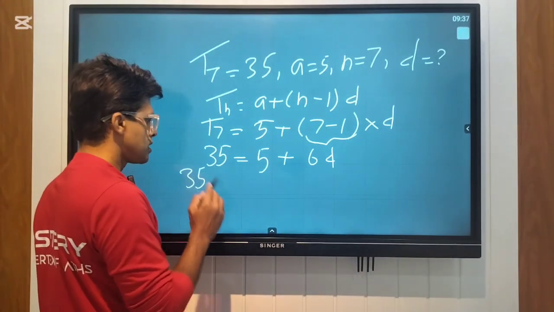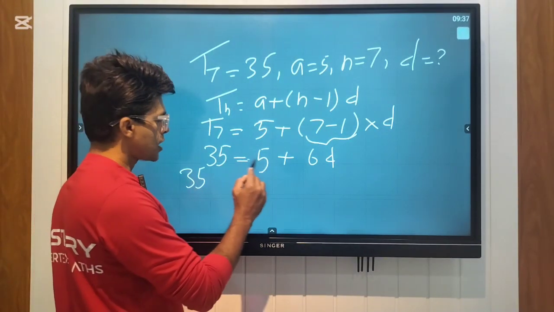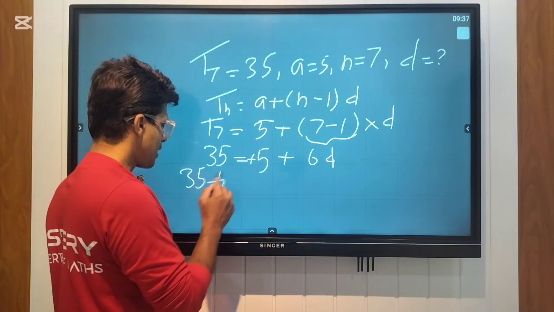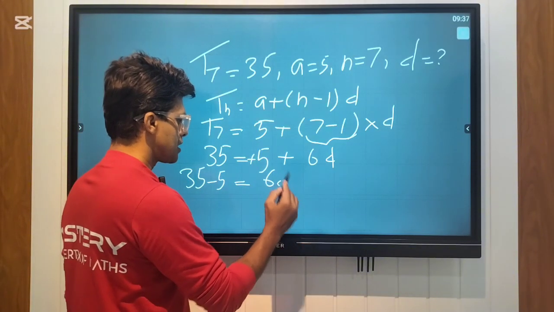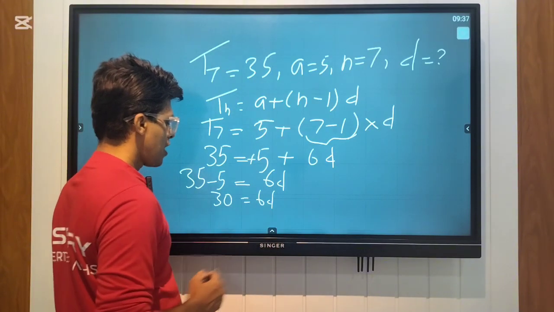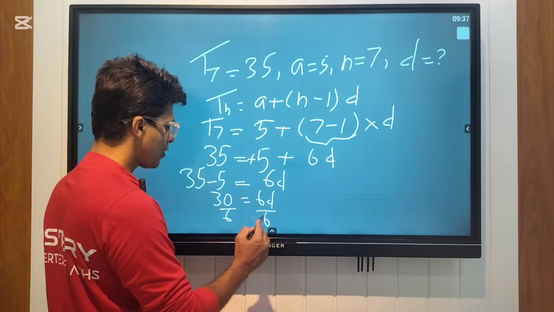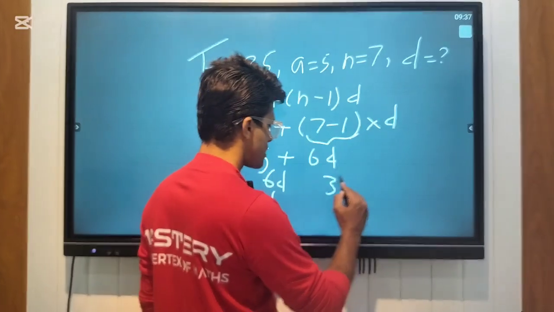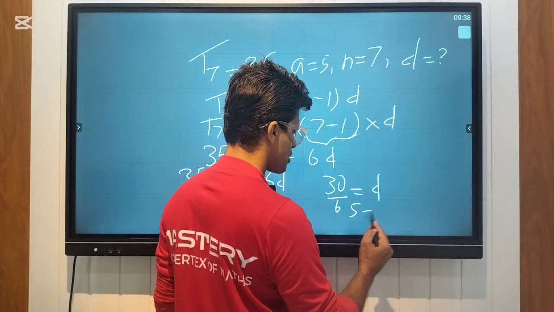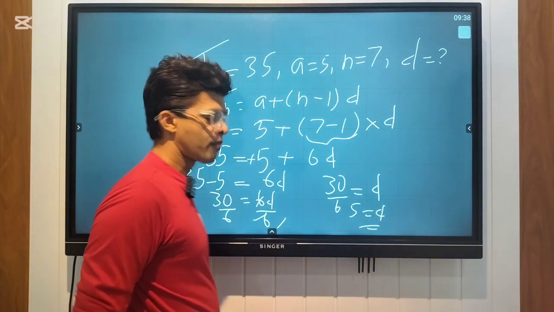So this plus 5, when it is brought here, becomes negative 5, equals 6d. So 35 minus 5 is 30, 30 equals 6d, so d equals 30 divided by 6. So really we are able to get the value of d: d equals 5. D equals 5.